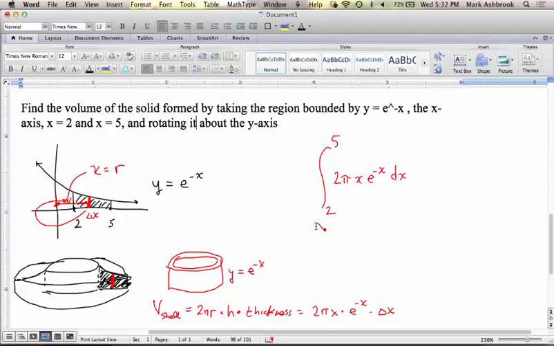Okay, how do you solve that integral? You recognize that as undoing the product rule, you agree? Yeah. So that's the volume of the whole thing. Questions about that one?